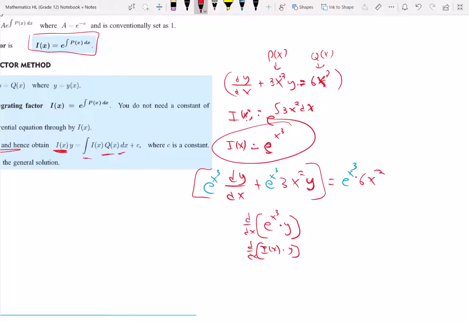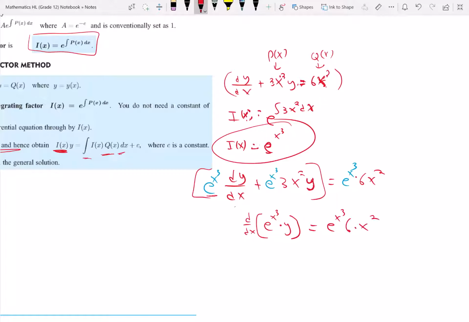First, you'd have to use the product rule. So you'd do the derivative of y, which is dy dx, times e to the x to the third, which is this, plus the derivative of e to the x to the third, which is 3x squared times e to the x to the third times y. So this whole thing here is just the derivative of e to the x to the third times y. And we know that that's still equal to this side, the one I had over on that side.